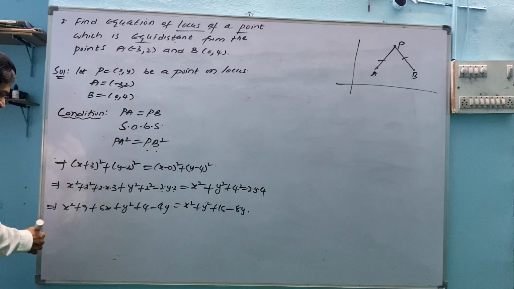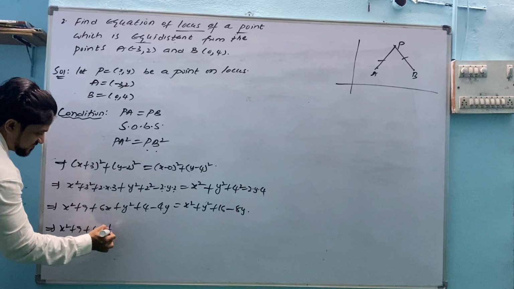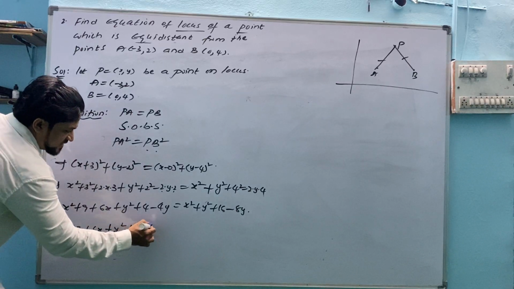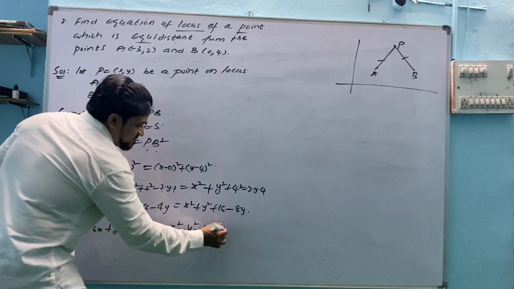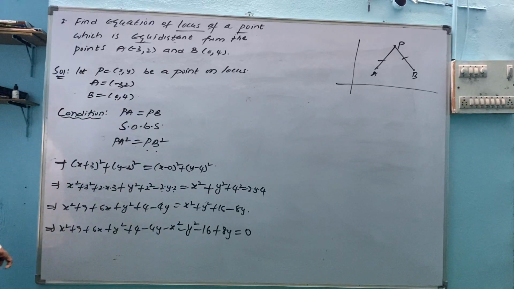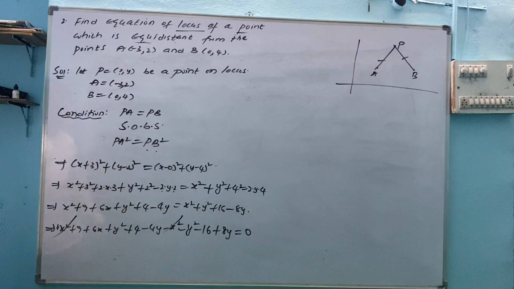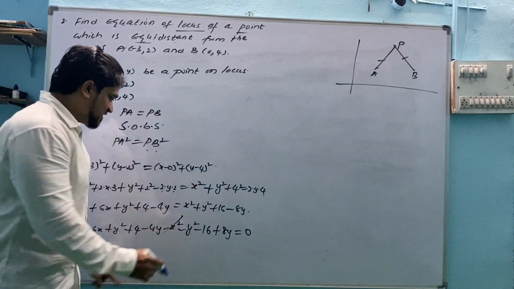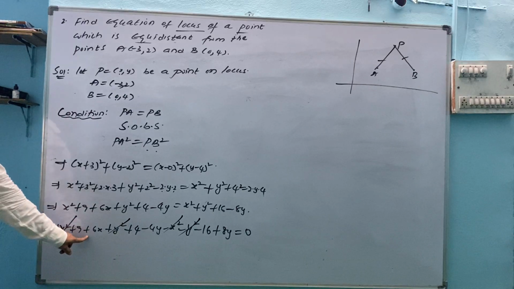Now take all the terms to one side. This is x square plus 9 plus 6x plus y square plus 4 minus 4y, then minus x square minus y square minus 16 plus 8y equals 0. Now what we have to do is cancel the like and unlike terms. Check x square: is there any other x square? Minus x square is there, both are cancelled. Then check y square is there, minus y square is there, both are cancelled. Then check the x terms. This is plus 6x.